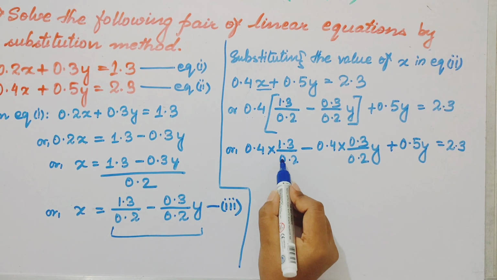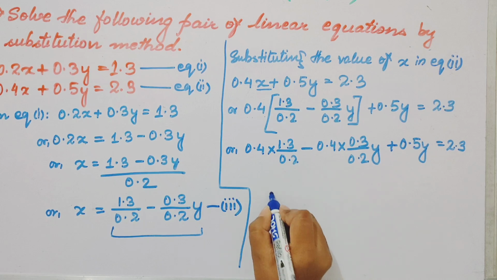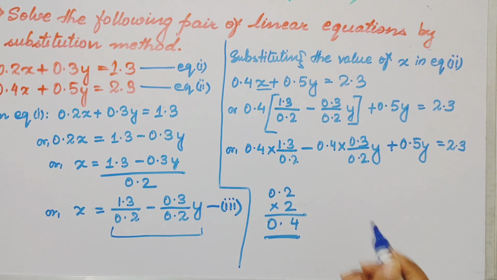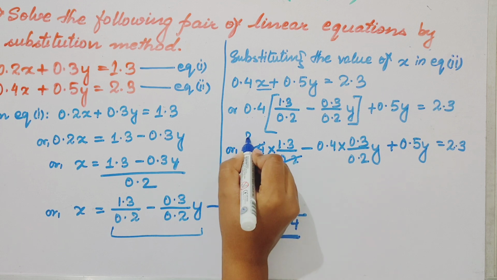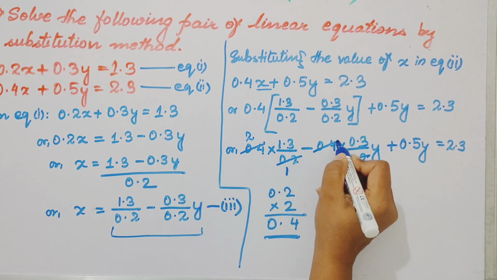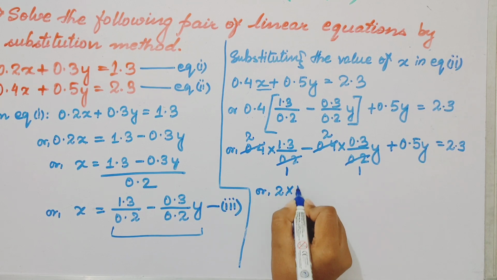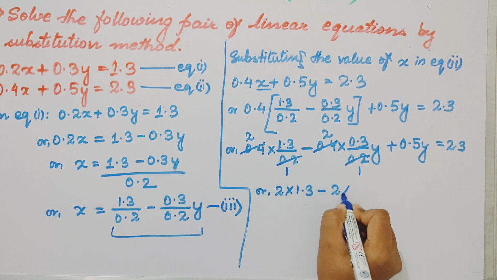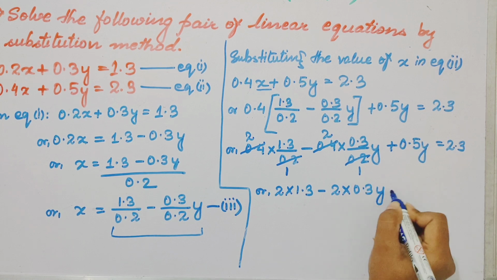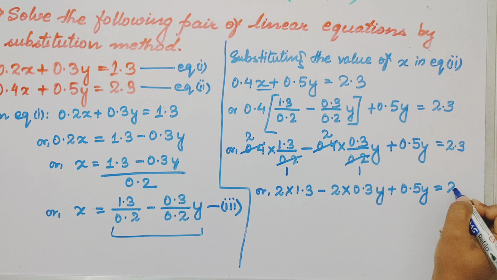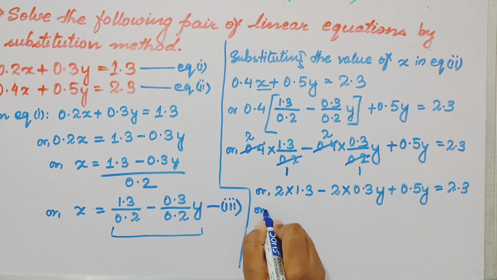Here we can see 0.2, when we multiply it by 2, we get 0.4. So we can simplify it as this will be 2 and this is also 2, or 2 into 1.3 minus 2 into 0.3y plus 0.5y equals 2.3.